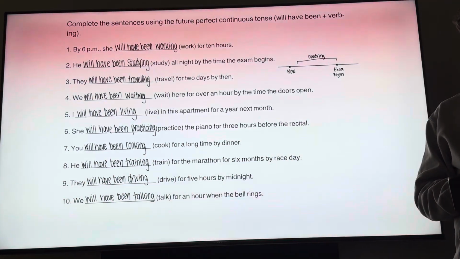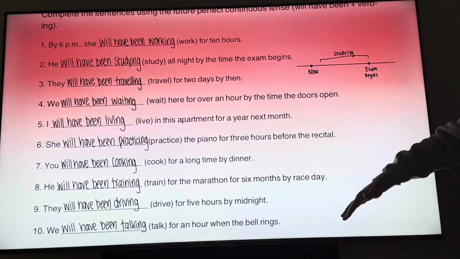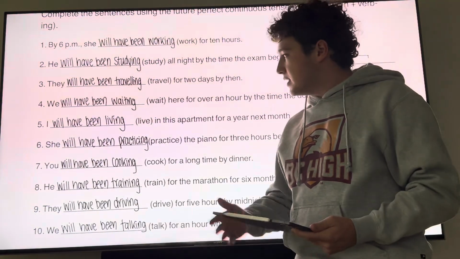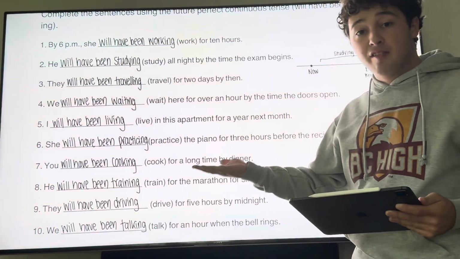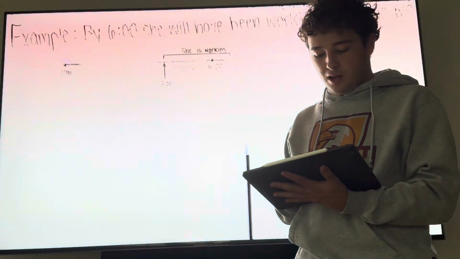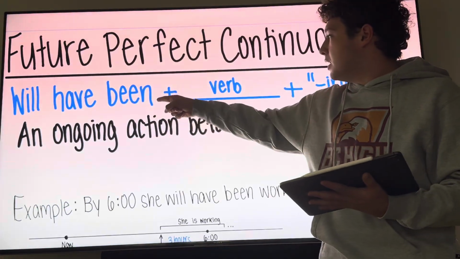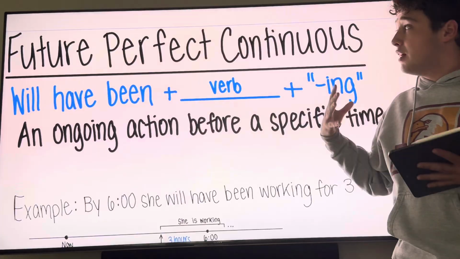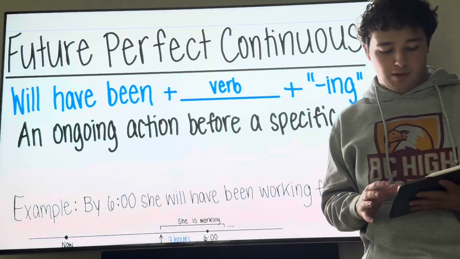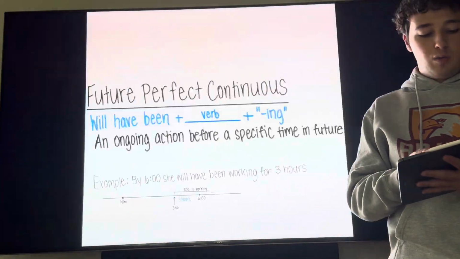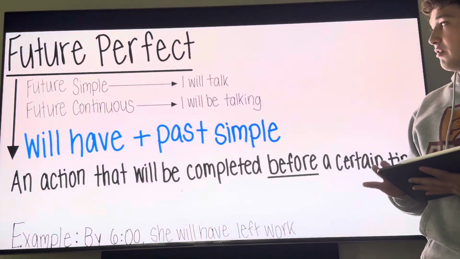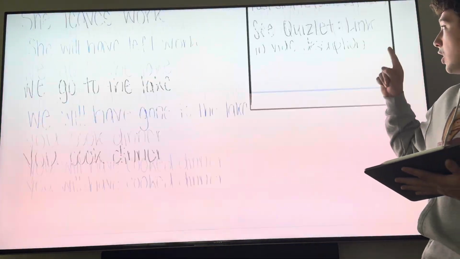Okay, please have a look over these over here. These ones are quite easy because all you have to do is will, have, been, verb, ing. The future perfect continuous is not too hard to formulate. There's no irregulars. The only one that has the irregulars is the future perfect, in which you can find all the irregulars in the Quizlet.